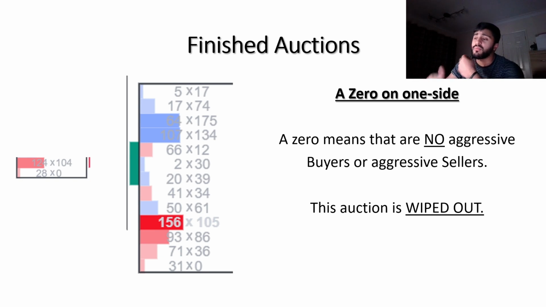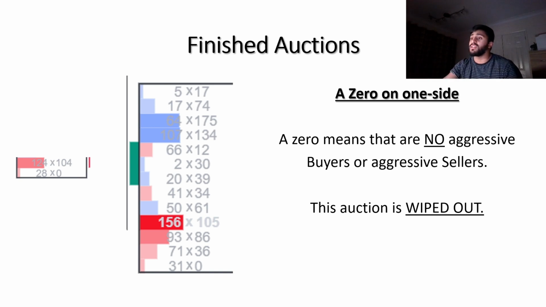This will become very important later on in the series when we start looking at absorption, when we start looking at exhaustion, when we start understanding potential lower time frame reversals, when we start understanding when to enter, when to exit. These things become very important, and finished auctions come in line with the delta and the volume, and we will get into that later on in the series. But for basic knowledge at this point, a 0 on one side means that there's no aggressive buyers or aggressive sellers. The auction is wiped out.